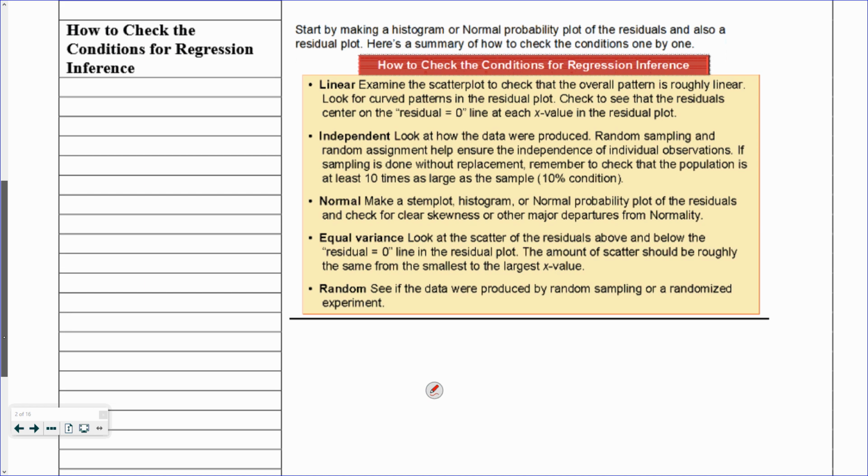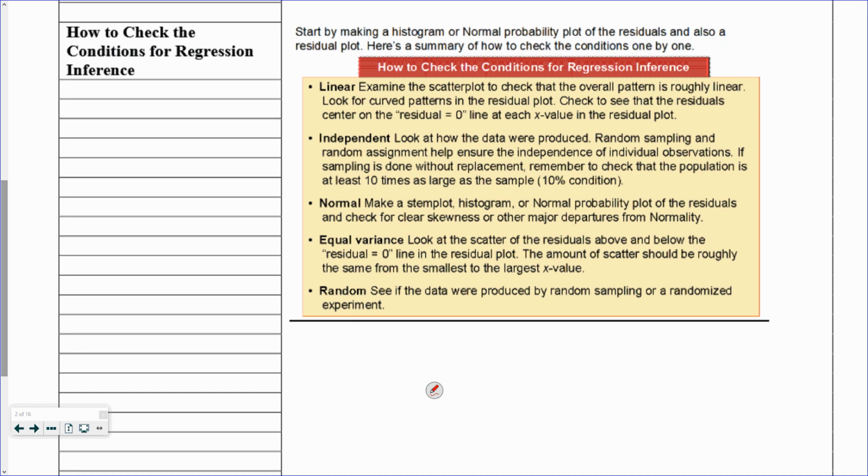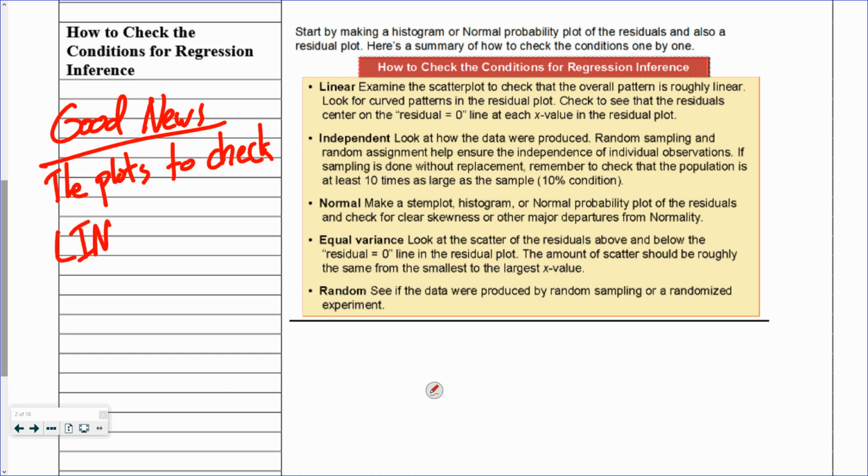How do we check these things? Well, first you're thinking, man, there's a lot of conditions to check, Mr. Kraviec. The good news is that the plots to check LINER will usually be given. The reason for that is it just takes too dang long to make all the plots we're going to need to check these LINER conditions. So usually they'll just give them to you, and you'll have to look at the graphs and say, yes, this condition is met because blah, or no, this condition is not met because blah. So, exciting times.